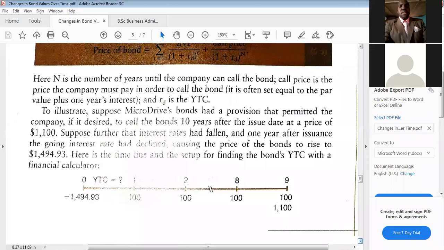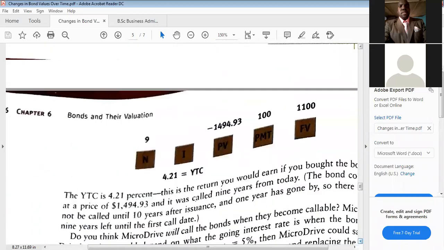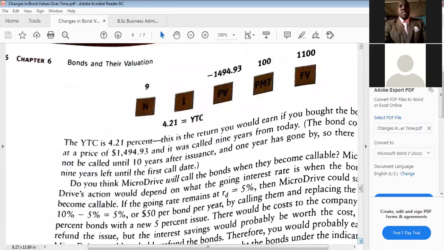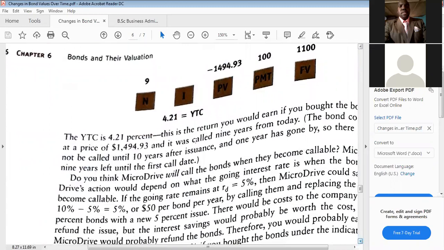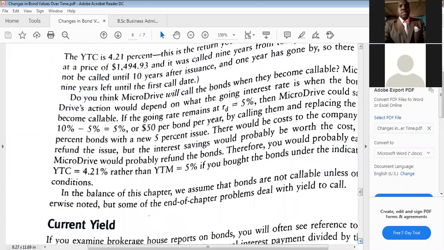So is it this timeline? This is just using an Excel sheet to do the calculation.